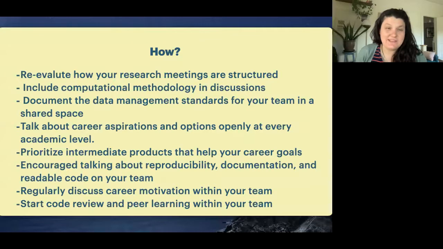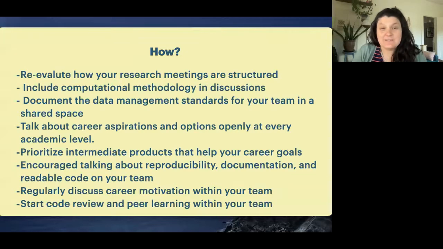You need to document the data management standards for your team. So as you're having these discussions, have a shared space for how to approach data management. Because what likely works for your team can be shared after you leave. There's a lot of turnover in academia. And if you document these things, they can be valuable for the next generation of colleagues in that particular space.